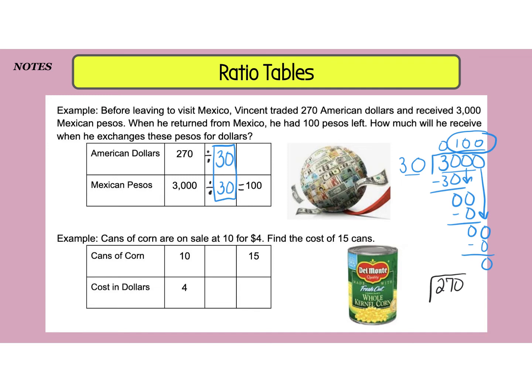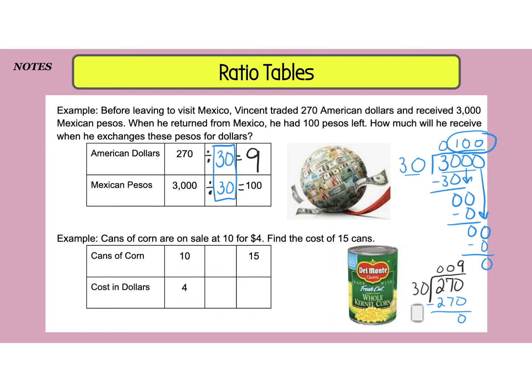270 divided by 30. I'm going to use my cover method. I would cover the 0 in 30, and I would cover the 0 in 270. Now I see that 3 fits into 27 9 times, so I would put that here. Now I can remove my coverings and complete this division problem. 9 times 30 is 270. So my answer of 270 divided by 30 is 9. Over here, I'm going to write that answer of 9. And now I know that Vincent would have received $9 for his 100 Mexican pesos.